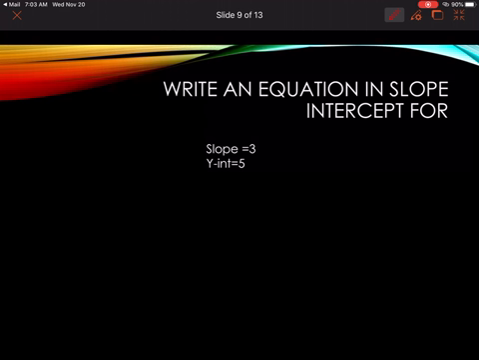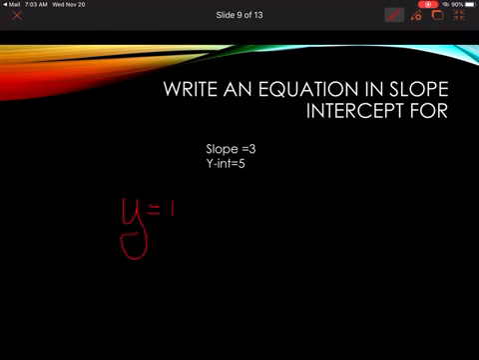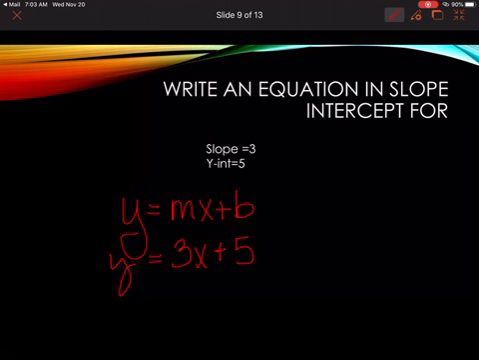So write an equation in slope-intercept form for the slope is 3 and the y-intercept is 5. So let's get our equation up here. So I'm just going to take that 3 or the m out and put the 3 in. You're always going to keep the x. And my y-intercept is 5. Slope-intercept form. That's your equation.